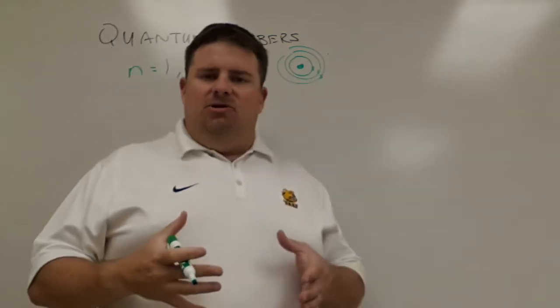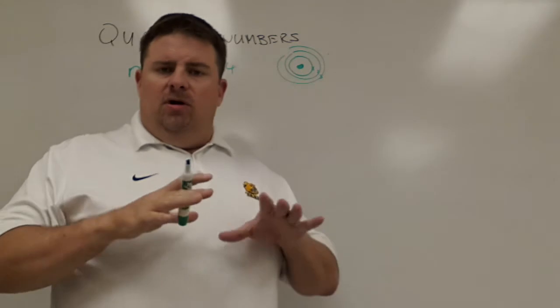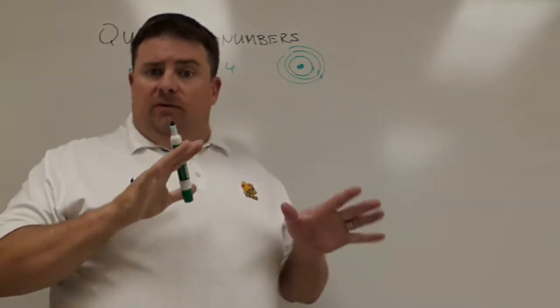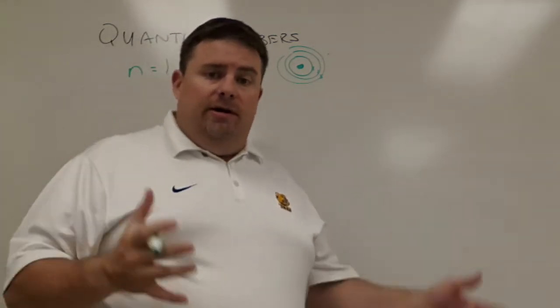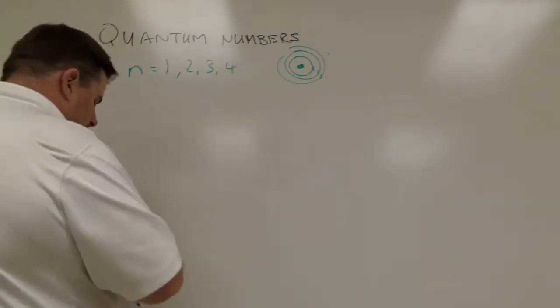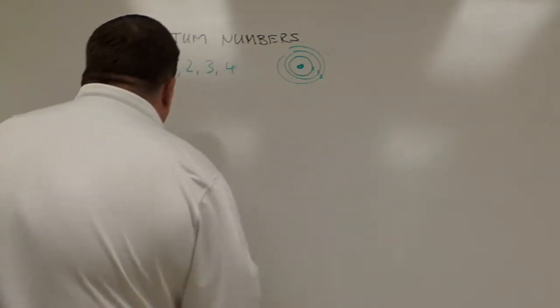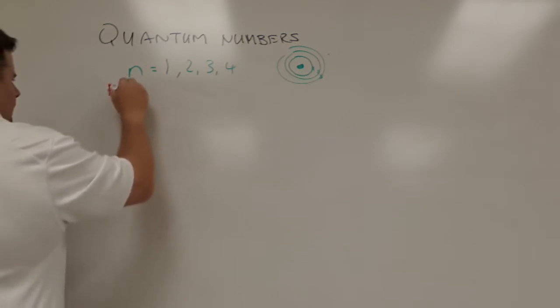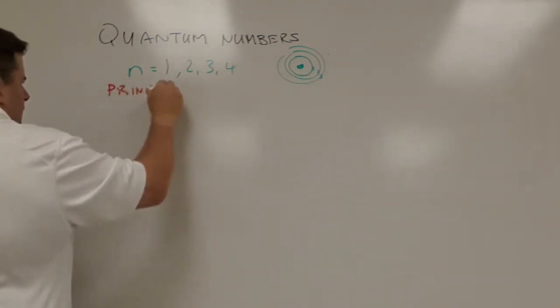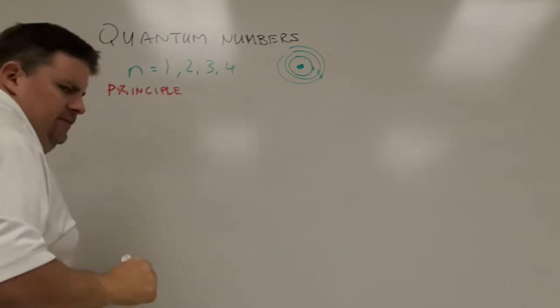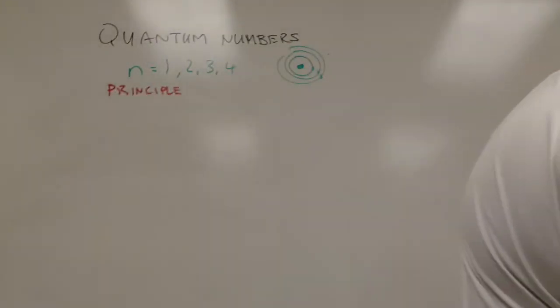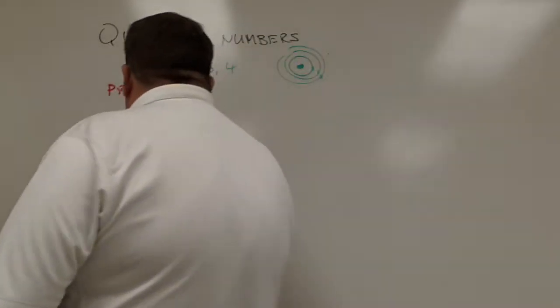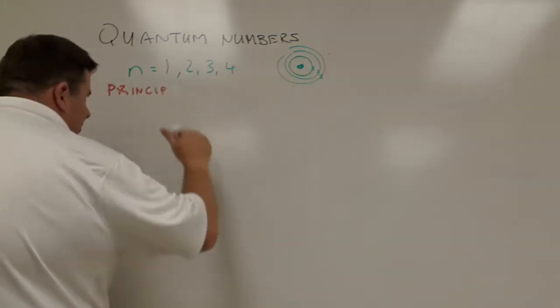n represents the level, the base level, where all of these particular types of wave functions occur. It's called the principal quantum number. Or the principal quantum number? Principal. Let's get those two mixed up. Principal quantum numbers.